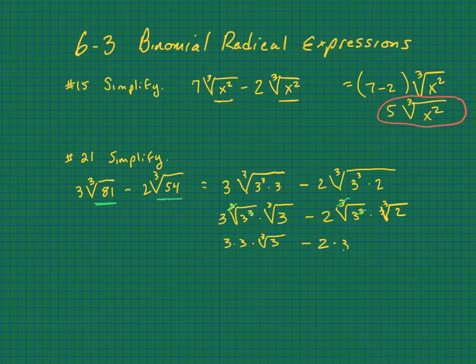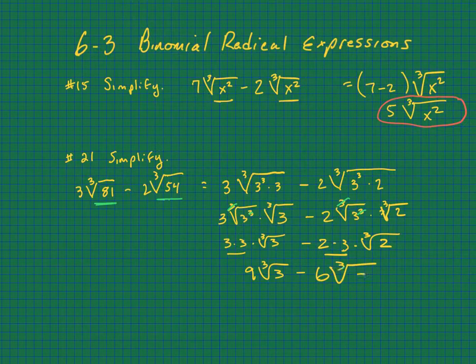times 3 times the cubed root of 2, and then further simplifying that, we're just going to combine like terms and work it out. So we know that we get 9 times the cubed root of 3 minus 6 times the cubed root of 2, and there we go. That problem has now been simplified. We have prime radicals that we have simplified and can do nothing more with.